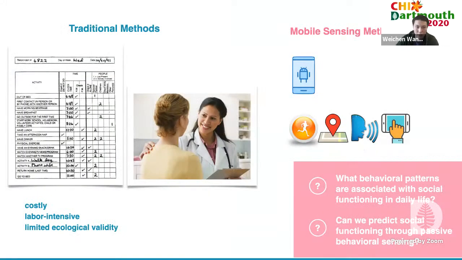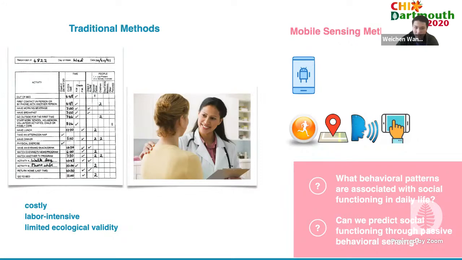However, the standard practice for assessing social functioning in clinical and non-clinical settings is typically based on self-report and face-to-face evaluations. Such approaches are often costly, labor-intensive, and suffer from bias. What is needed are new approaches to passively and continuously assessing social functioning in the context of daily life, so that timely interventions can be designed.